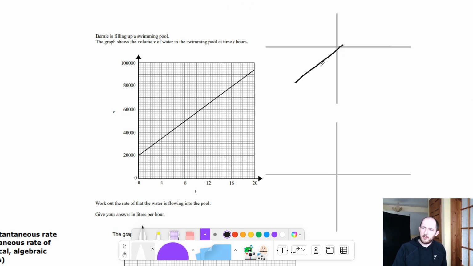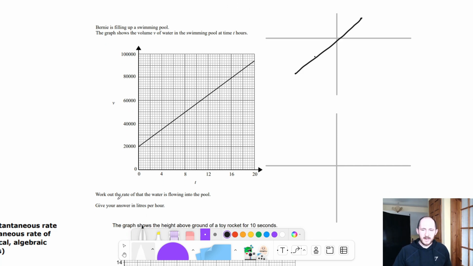It's a straight line through the origin. So this graph is not direct proportion because it doesn't go through the origin. It crosses at 20,000, so it's not direct. And again, inverse was the kind of inverse shape. So when it's asking you for a rate, you're always going to be working out the gradient. The reason they're saying rate is because our x-axis is time.